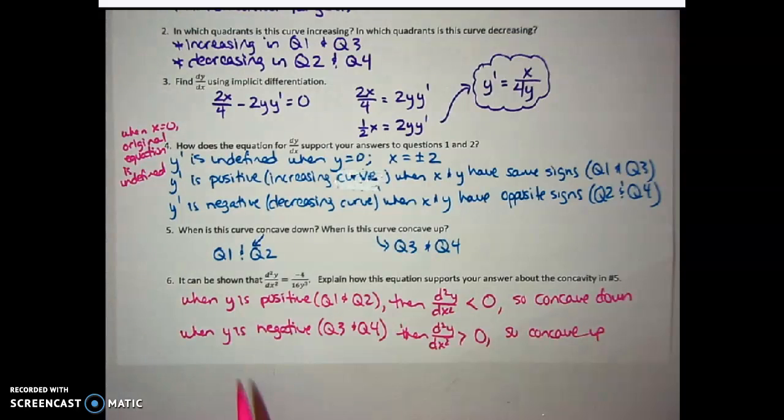And then also, when y is negative, quadrants 3 and 4, it's below the x-axis, so my y-coordinate would be negative. And I cube a negative number, I'm going to get a negative. So then my negative over my negative gives me my second derivative is positive, which means it's going to be concave up in the third and fourth quadrants.